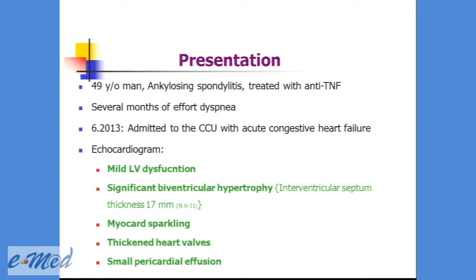On his echocardiogram, he had a very typical amyloid heart with a mild RV dysfunction, also a diastolic dysfunction, with a significant biventricular hypertrophy. We can see that his IVS was 17 millimeters. He had myocardial sparkling, thickened heart valves, and a small pericardial effusion that are all typical of amyloidosis.